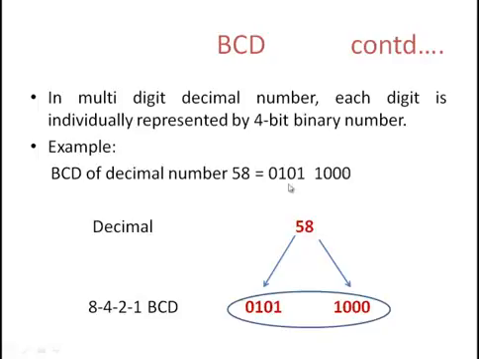That means whenever you find any decimal number having more than 1 digit, you need to first represent each digit by a 4-bit binary number, and the number formed by all the digits is later the BCD of that number. This method will help you to find the BCD of any decimal number having any number of digits.